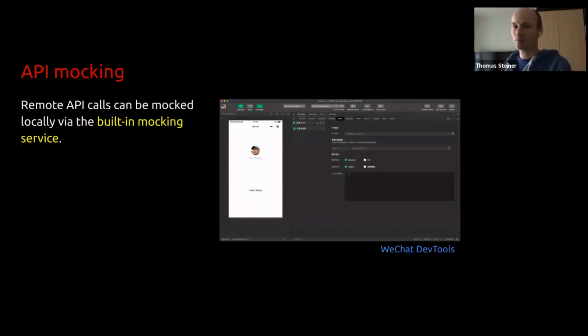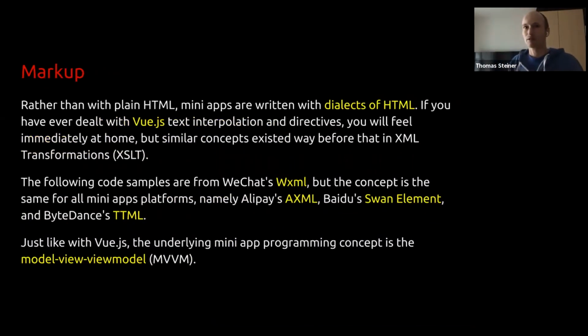Something that I found very helpful in just getting up quickly is API mocking. So they extended Chrome DevTools by adding a mocking section. So you can have remote calls that you just mock locally. So you don't have the server, you don't have to build the server. You can just work with the mocked API values locally. Pretty cool.